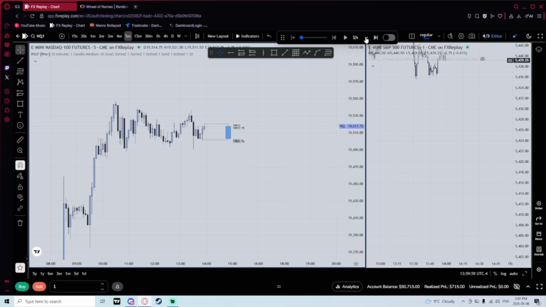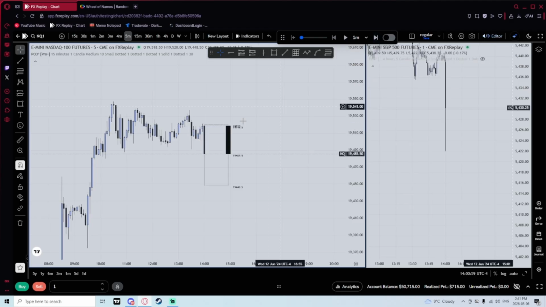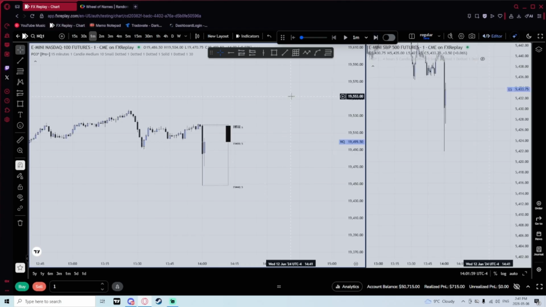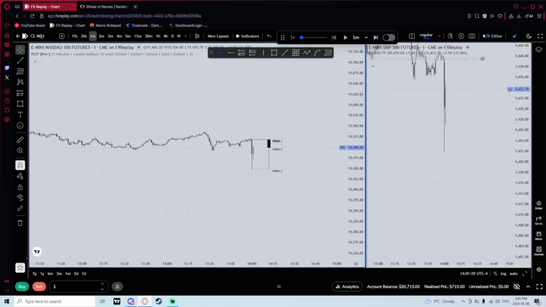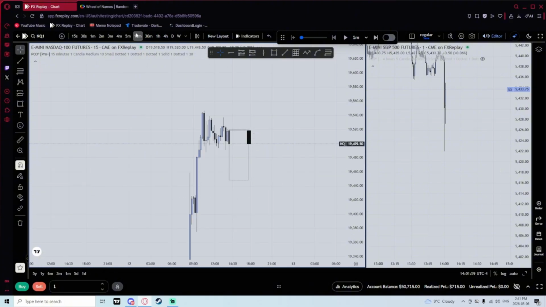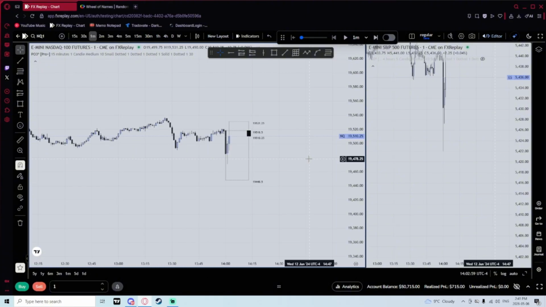I don't like to trade FOMC, to be honest, but I guess it's valuable for this session. This session is jam-packed. We got all-time high territory, CPI, FOMC. A lot of knowledge here.